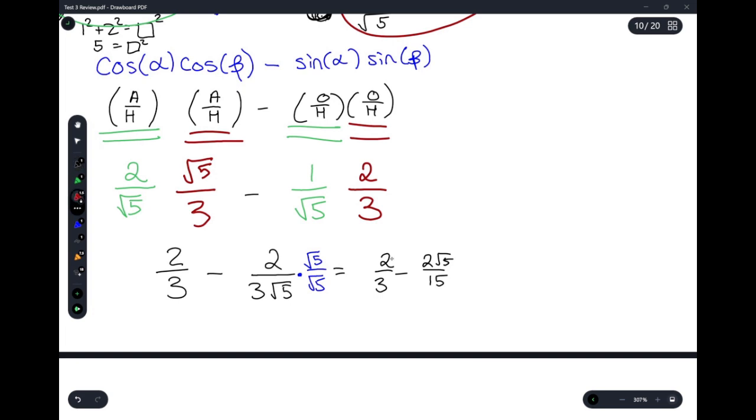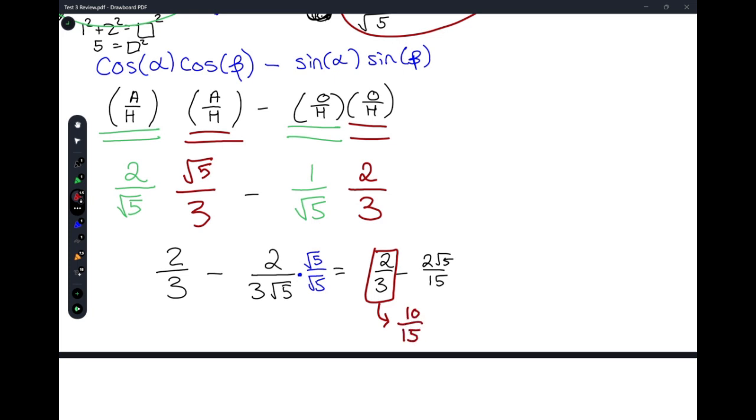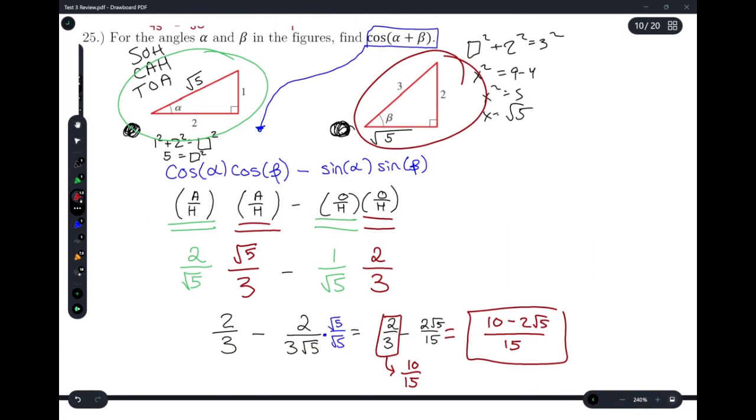Any other cool way to write 2 over 3 that's not 2 over 3? Is it 15 over 10? It's close to that. Yeah. Sorry. So 10 minus 2 root 5 over 15, if you want to be really perfect and awesome.